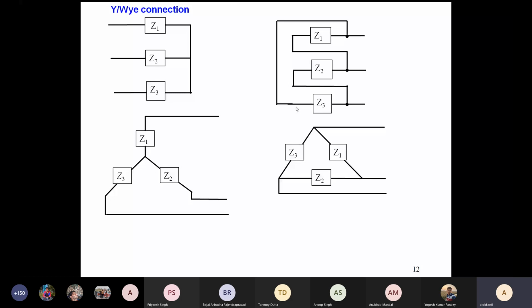Now, the values of Z1, Z2, Z3 can all be unequal, if Z1 is not equal to Z2 is not equal to Z3, or they may be exactly equal. The value of Z1 should be exactly equal to the value of Z2 and to Z3.